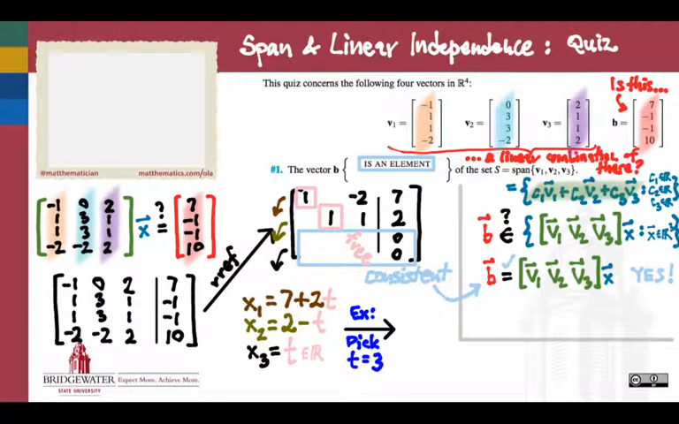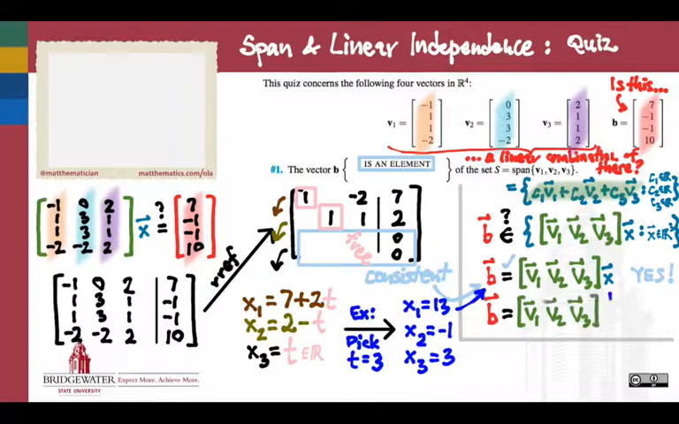If I pick 3 for t, that determines the value of x3, the third component in this vector, but then it also determines the values of x1 and x2. x1 is 7 plus 2 times 3, x2 is 2 minus 3, and x3 is 3. And so the vector x that I get when I choose t equals 3 is the vector 13, negative 1, 3. So what that's telling me is that b is equal to my matrix times the vector 13, negative 1, 3.